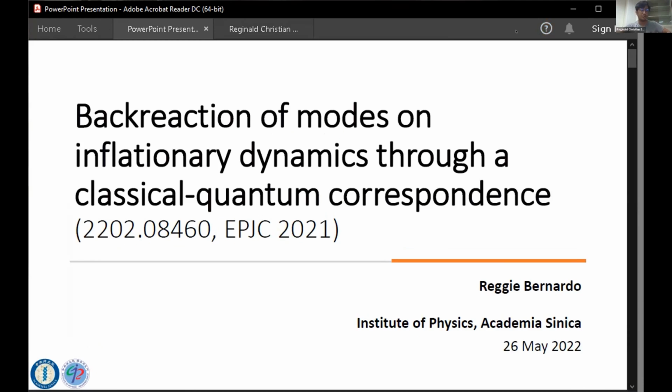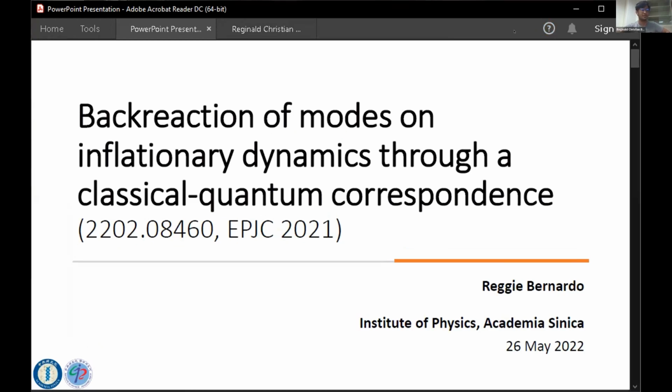So I'm here to talk about the backreaction of scalar field modes on an inflationary era through somewhat non-canonical method that is referred to as a classical quantum correspondence. So I would love to hear comments from you guys about this. I am admittedly not an expert in QFT in curved space-time, but I had the time to wrap up this little side project of mine in a paper last year. And here's our arXiv number and the paper. You can find it in EPJC.